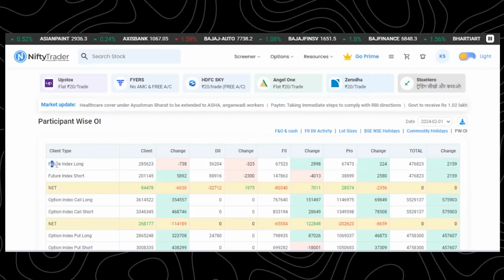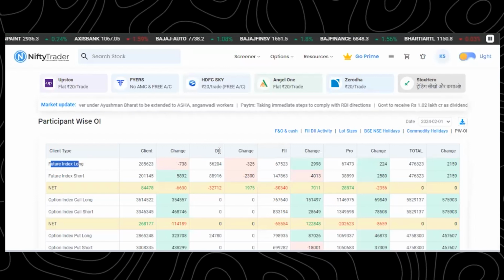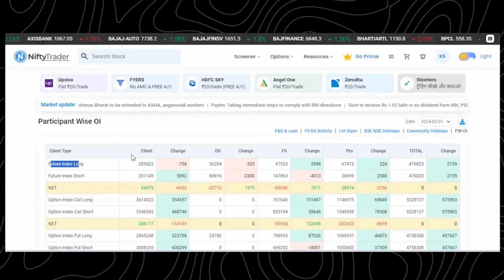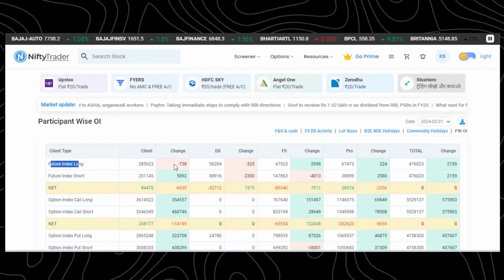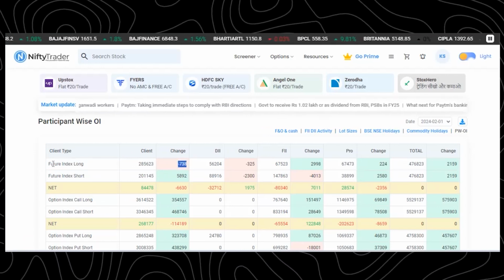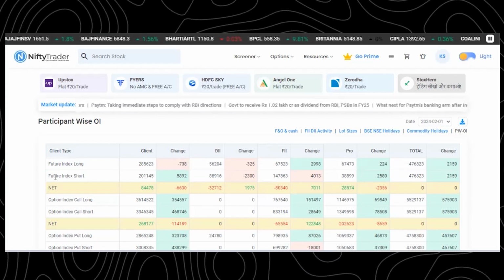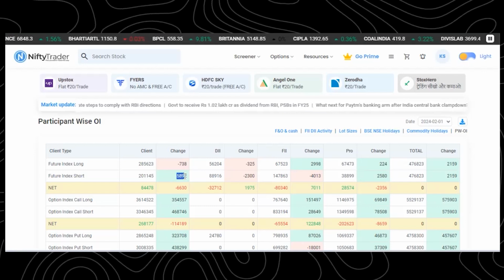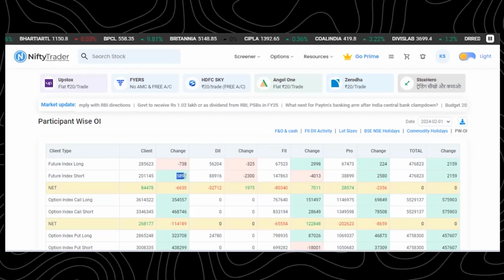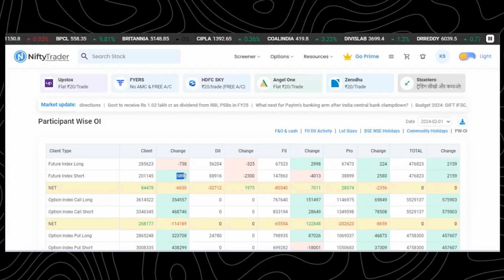Yesterday, this is the index future long. So I understand that the clients, the proprietary traders that we can see, have created a short on the futures, and on the index future they have created, this is all the long positions and this is all the short positions. So it gives me the understanding of how the retail has their perspective on it.